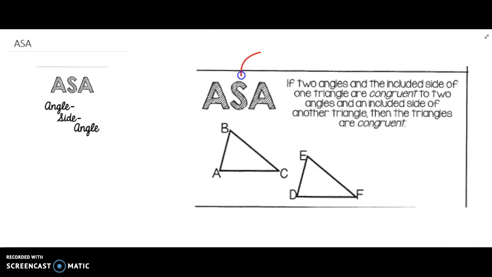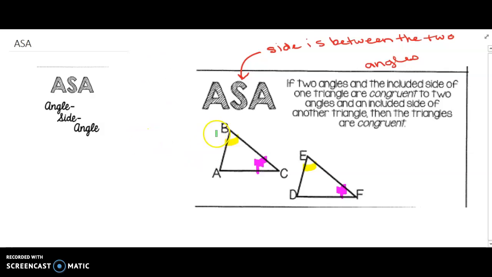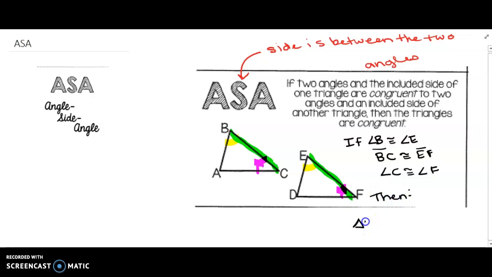All right, so the angle side angle theorem, and now notice the side is between the 2 angles. Okay, so the side has to be between the 2 angles here. So let's say angle B and angle E are the same, and then C and F are the same, and I know the side between those angles. So the side between B and C would be side BC, the side between E and F would be EF. So I could say here, if angle B is congruent to angle E, and BC is congruent to EF, and angle C is congruent to angle F, then I can conclude triangle ABC is congruent to triangle DEF. I would not need to know anything about the unhighlighted areas.